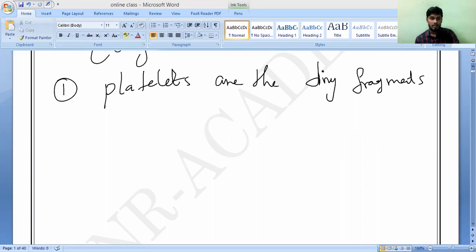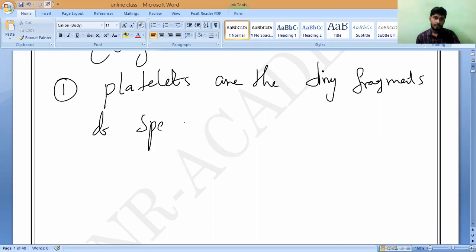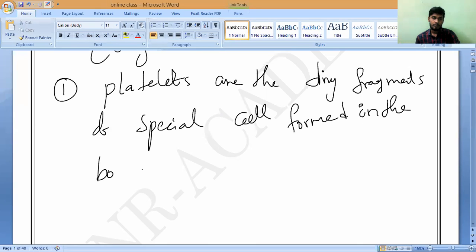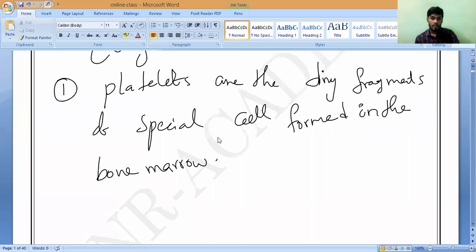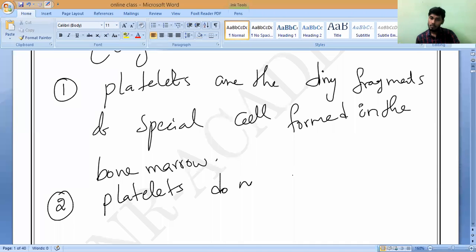Platelets are the tiny fragments of special cells formed in the bone marrow. All of you noted down? Bone marrow. Is it okay? Second point: you have to write point-wise in the exam, that is better. Platelets do not have nuclei.